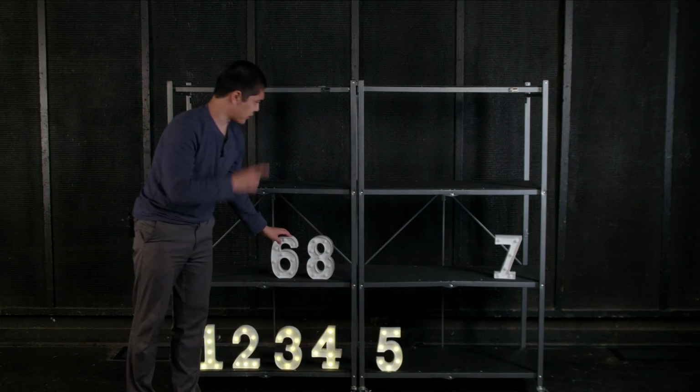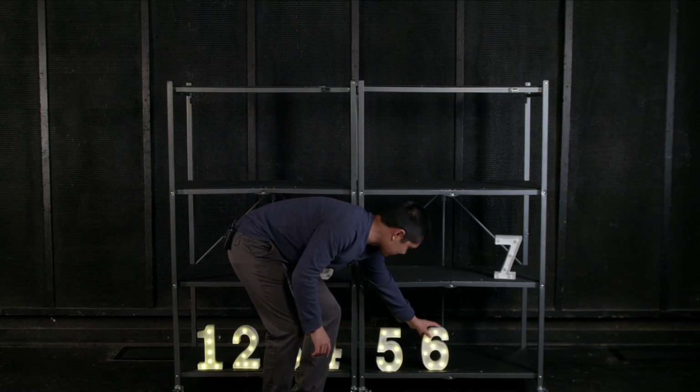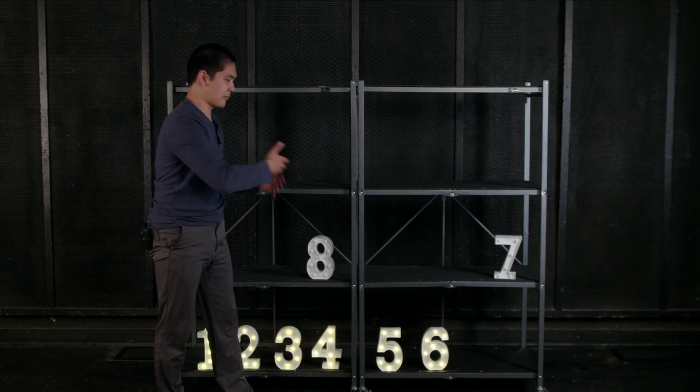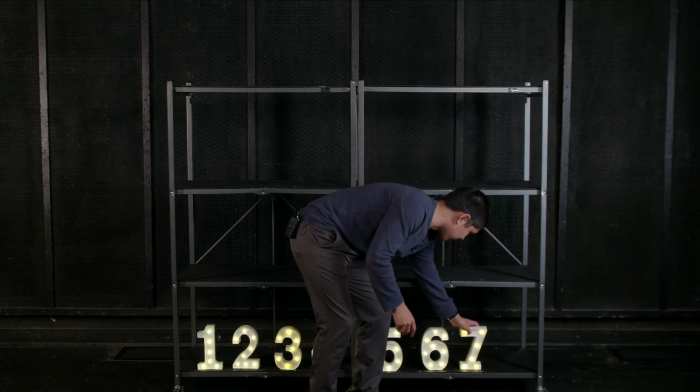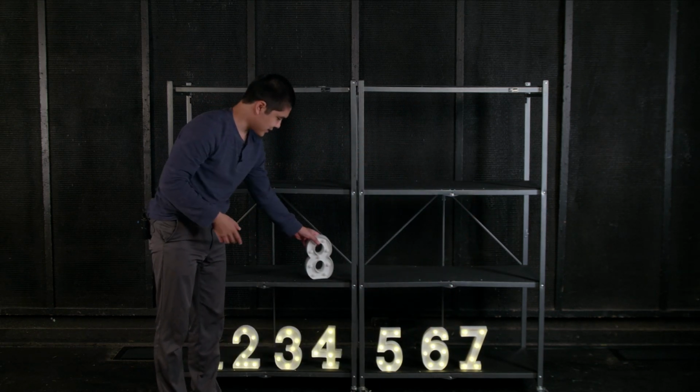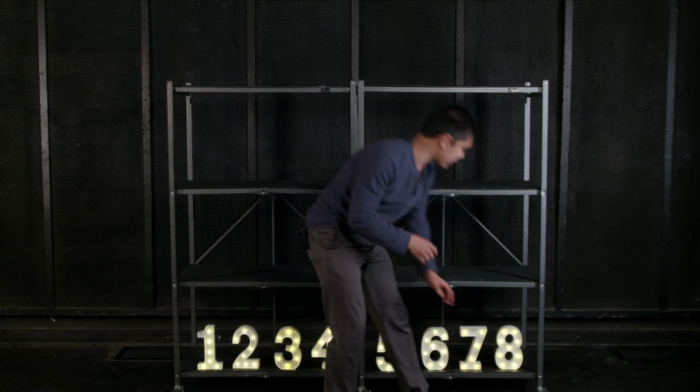I'm next comparing the 6 with the 7, so the 6 is smaller, that goes next. And now I'm left with 2 numbers, the 8 and the 7. The 7 is the smaller of the 2, so that one goes next. And at this point, I only have 1 number left, which is the 8. And so that one's going to go into its sorted position at the end of the array.